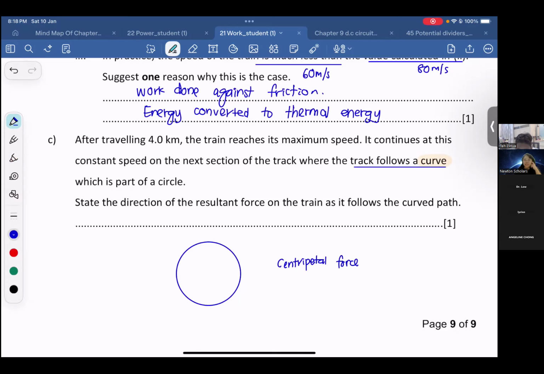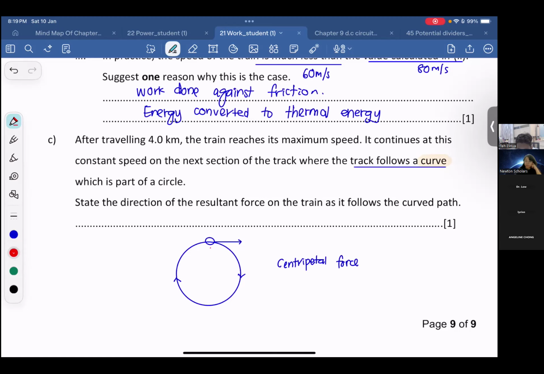Angeline, any idea? Crystal, where is the centripetal force direction pointing to? If let's say you are here, moving in a circular path in this direction, where is your centripetal force? No idea, dear?